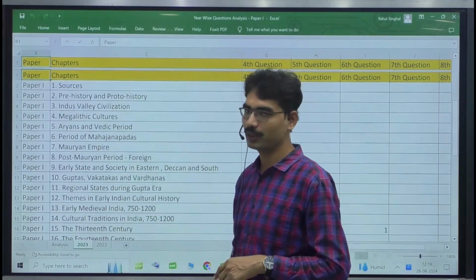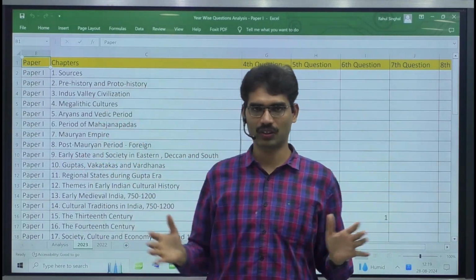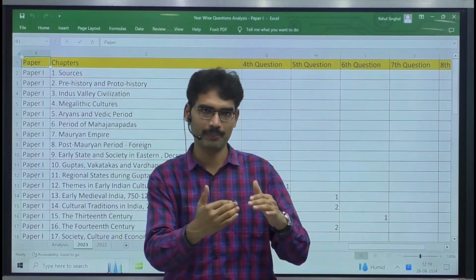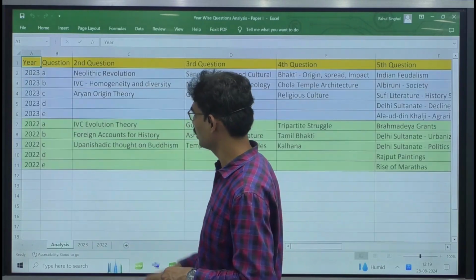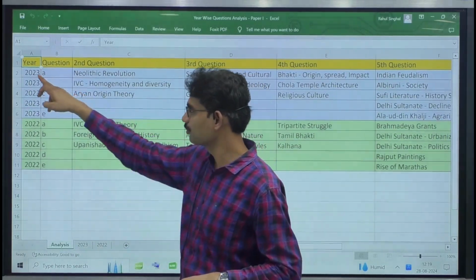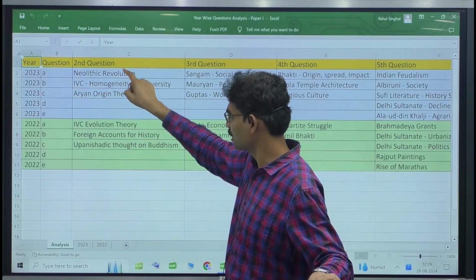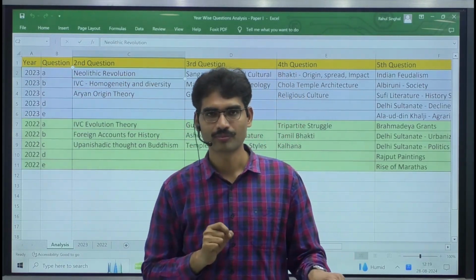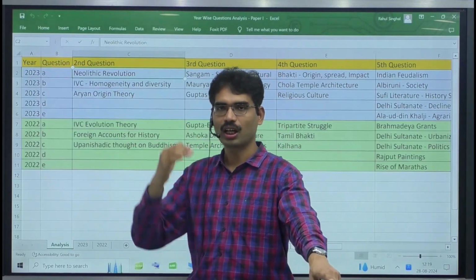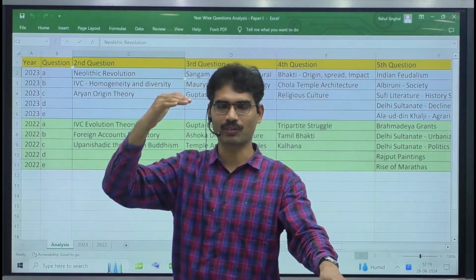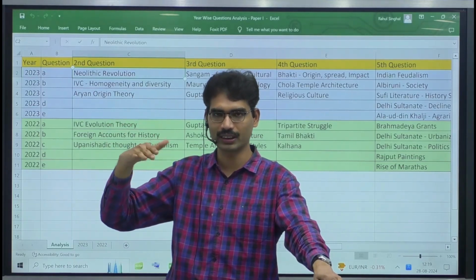Now, when it comes to paper 1, the first question is the map. The map is given across different sites. Let us keep the map part aside and come to the second question. In 2023, these are the questions A, B, C. One question is about the Neolithic revolution, the second one is IVC, the third one is about Aryans. Now if we go to the number of units, because when you are preparing, you are going to prepare very systematically. Unit 1 done, unit 2 done, unit 3 done, unit 4 done, like that.